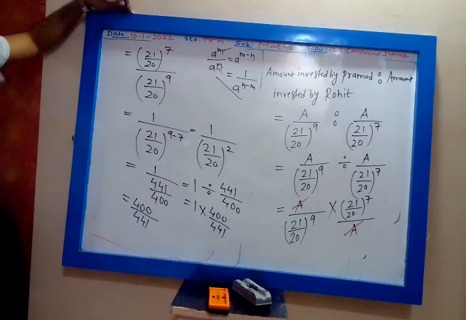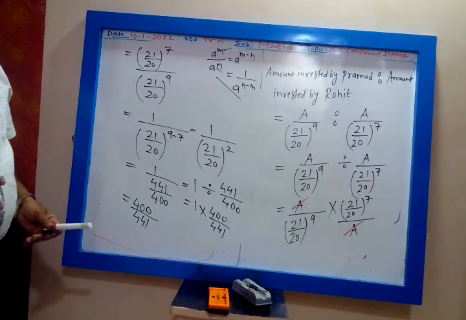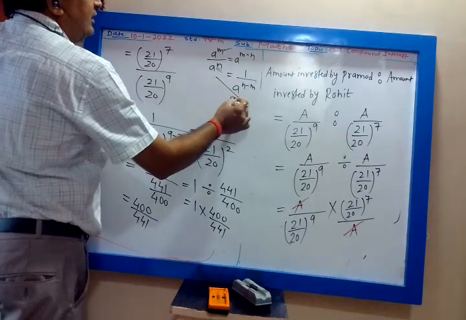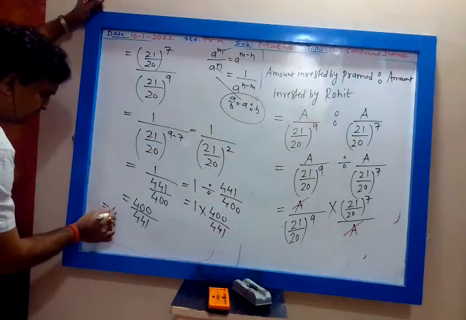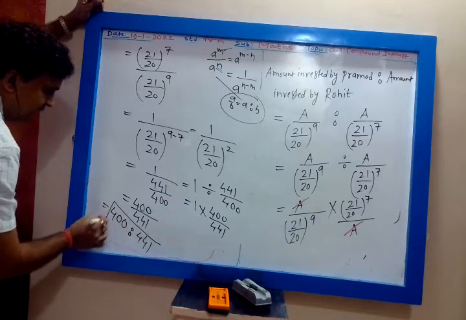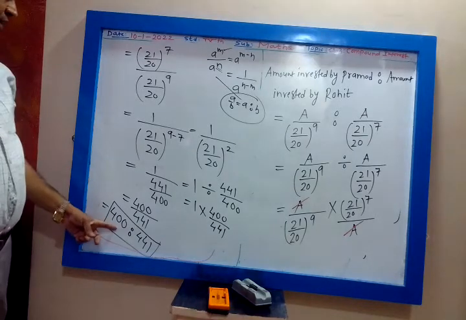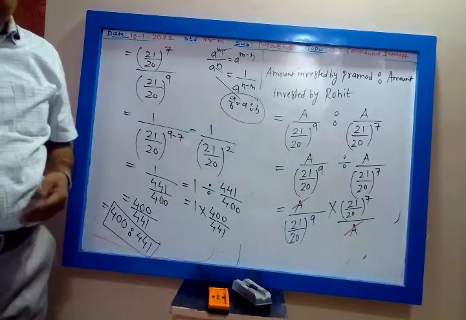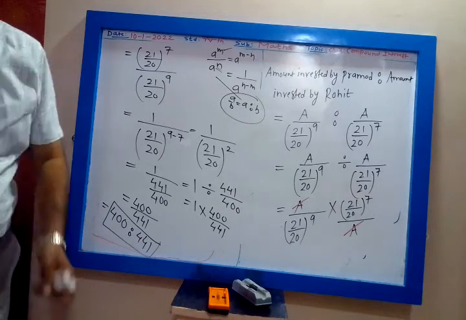So now you tell me, what do you mean by A upon B? A upon B is same as A ratio B. So I can put it in the ratio form. So the ratio is 400 ratio 441. This is the answer. So the ratio of the amount invested by Pramod and Rohit is 400 ratio 441. Yes? Clear?